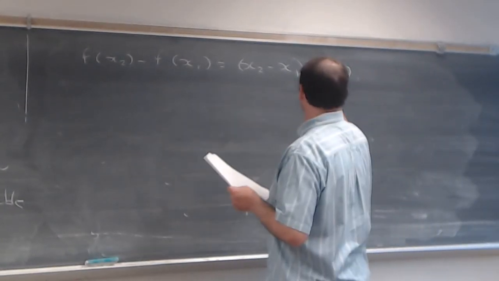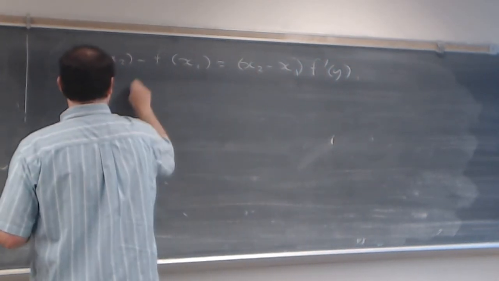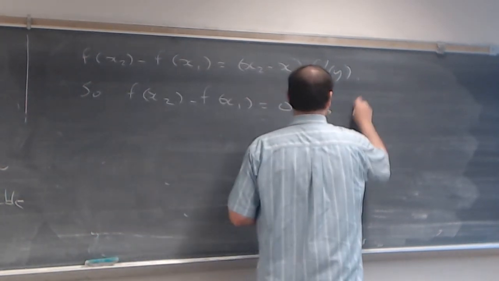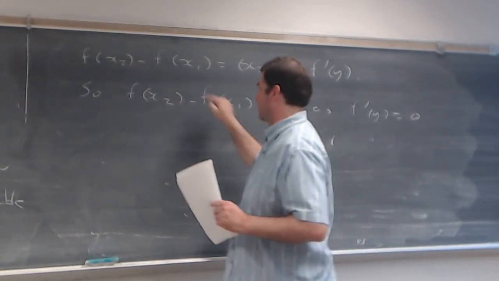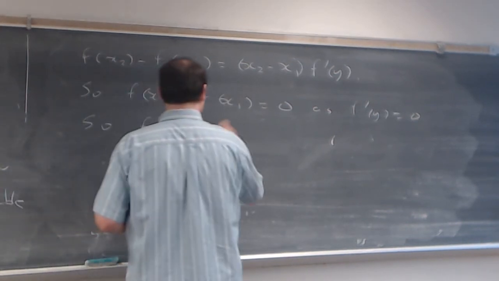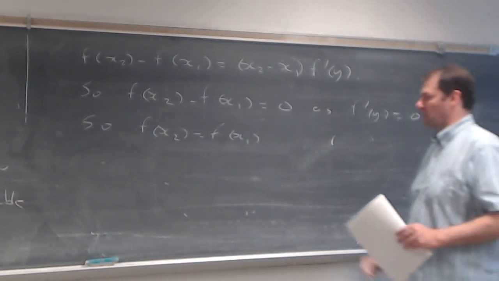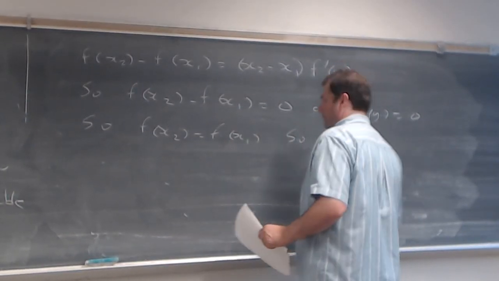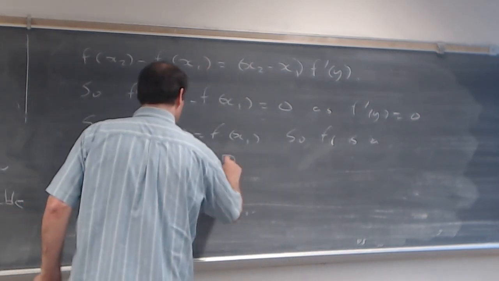And now what we know is this part is 0. So we have f of x of 2 minus f of x of 1 equals, and f prime of y is equal to 0. This part's 0. 0 times something is 0. So this part must be equal to 0. So that means that f of x of 2 equals f of x of 1. And these were just arbitrary numbers in A to B, and so we're saying that the output values are always the same, so f is a constant. That ends the proof for part B.